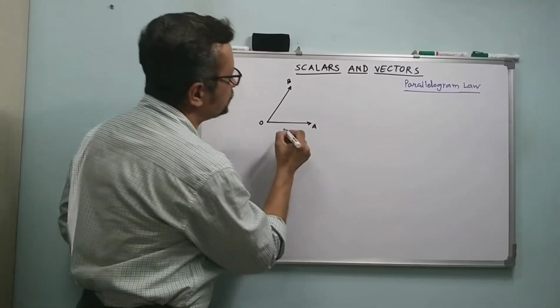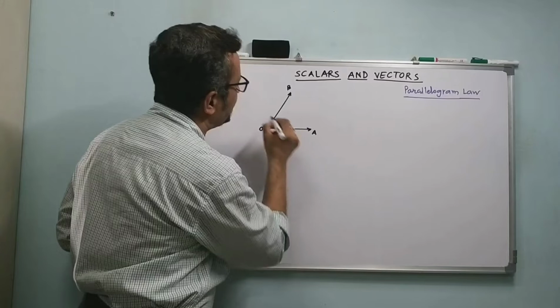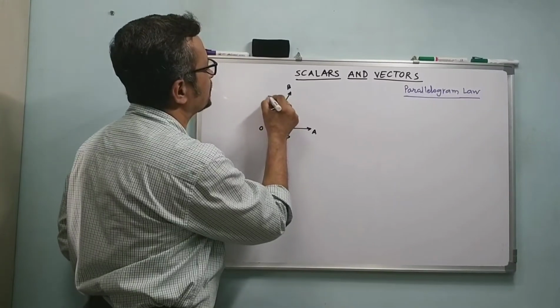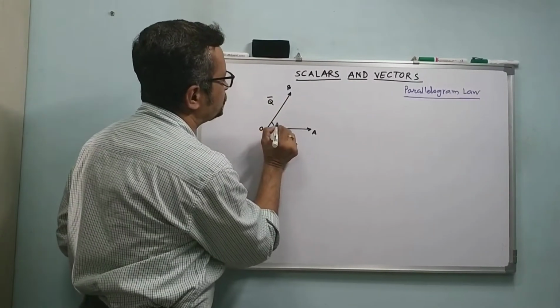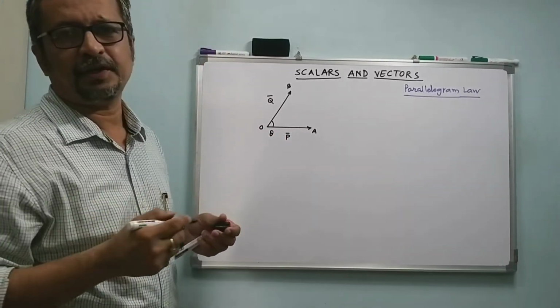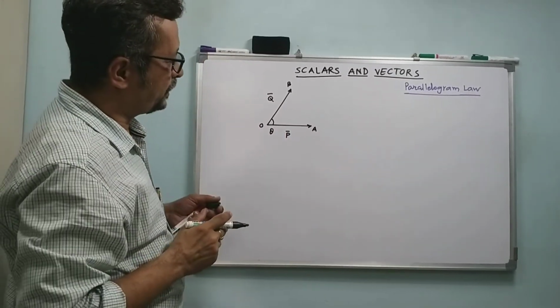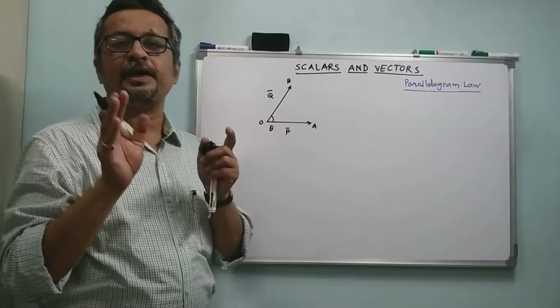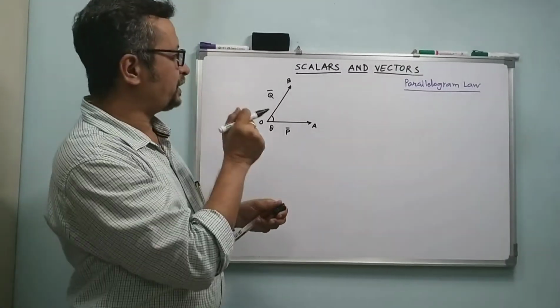I'm going to call this P bar and this vector Q bar, and the angle between these two is theta degrees or theta radians, anything that you want to say. Now here we want to find the resultant of P bar and Q bar.